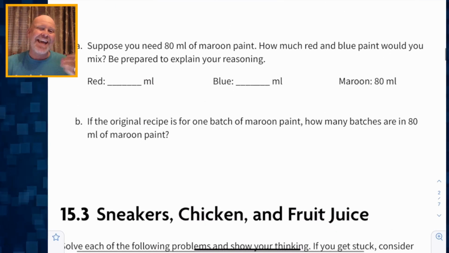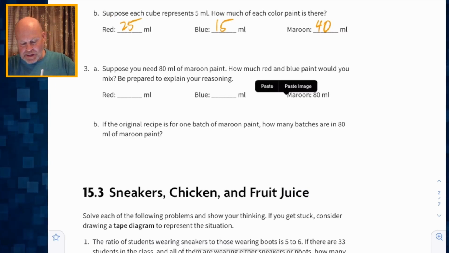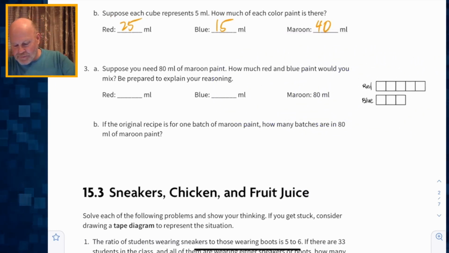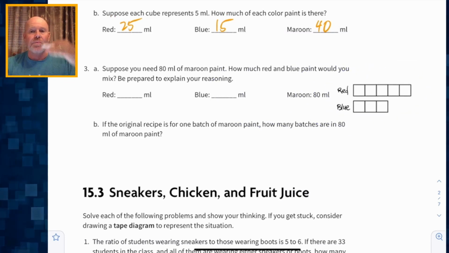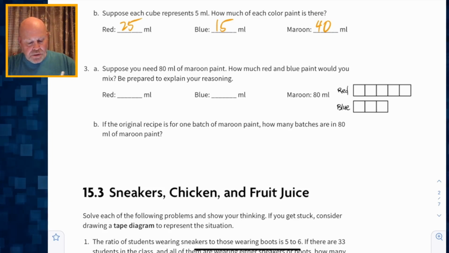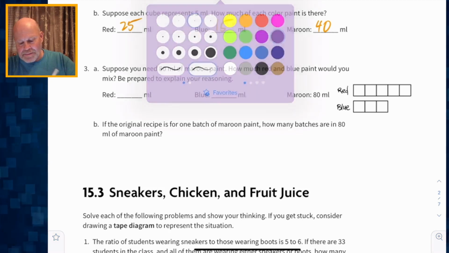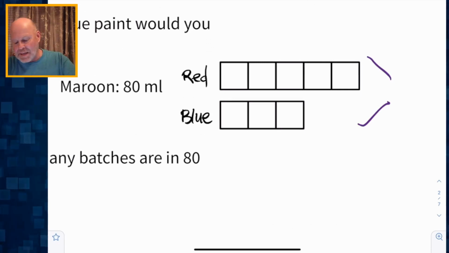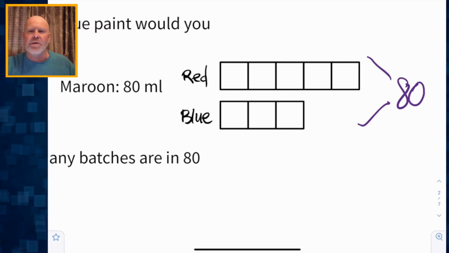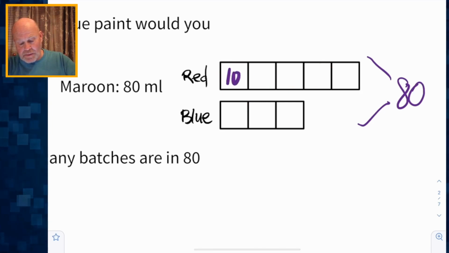Suppose you need 80 milliliters of maroon paint. All right, so now we're still using that same ratio of 5 to 3. 5 parts red to 3 parts blue. Now it says, suppose we need 80 milliliters of maroon. So what does that mean? Well, that means all together, we want this to be 80. Now we know we have 8 units. Well, that means each unit represents 10.